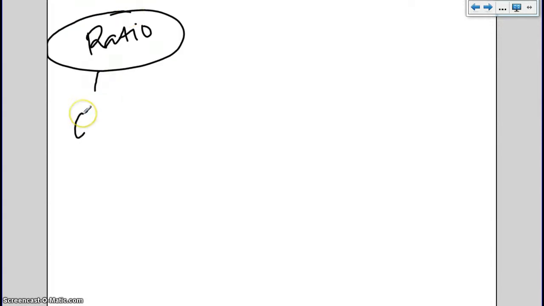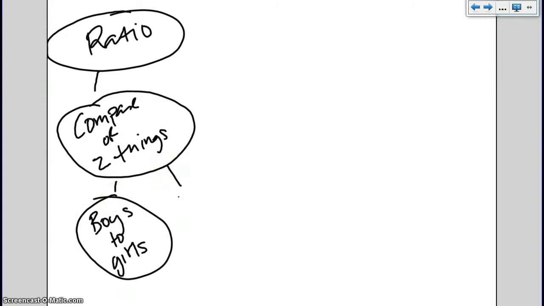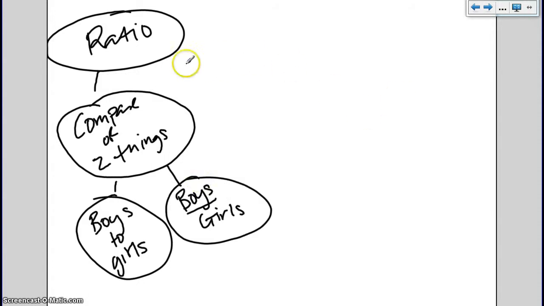This is what we talked about on Thursday and Friday. We talked about a ratio, and that was a comparison of two things. Just like we said, when I compare boys to girls, that's a ratio. That's the same thing as writing boys divided by girls. Okay? That's what we talked about on Thursday.